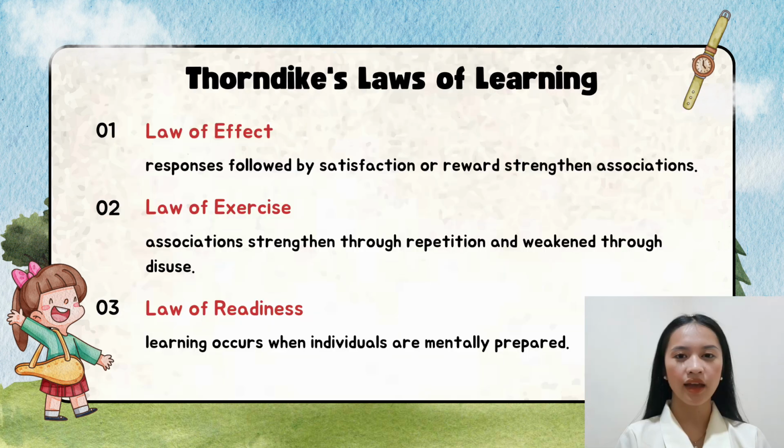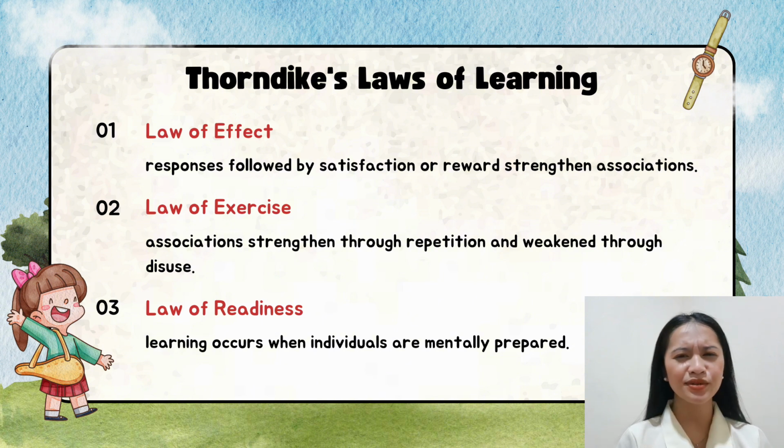The theory suggests that responses followed by satisfaction or reward strengthen associations, while those followed by discomfort or punishment weaken them. Repetition and reinforcement solidify connections, leading to automatic responses. This theory emphasizes observable behavior and associative learning, and has influenced behavioral psychology in education.